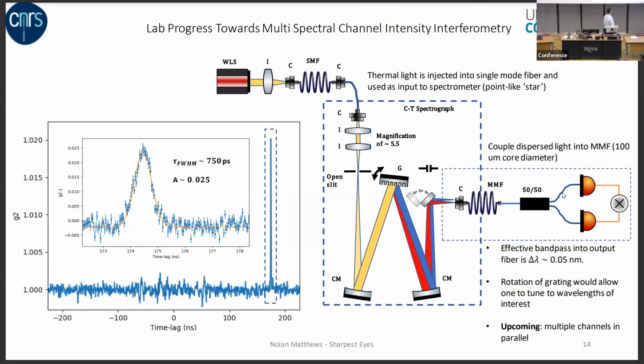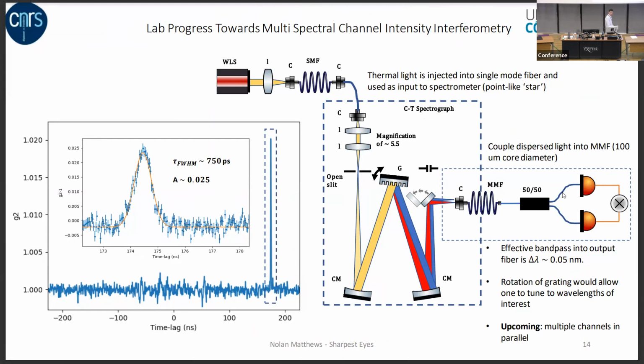Two minutes? Okay, perfect. So we've demonstrated so far the ability to adapt our system onto different telescopes. But of course, as I mentioned, to really make intensity interferometry an attractive technique, you need to push the time resolution and push the ability to do multispectral channels, at least when using optical telescopes.